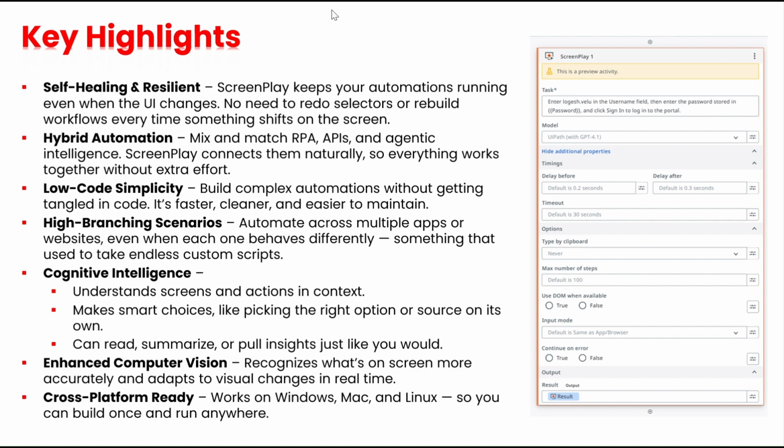High branching scenarios, great for automating across many apps or sites where each behaves a little differently. Cognitive intelligence: it understands screens and context, makes smart choices like picking the right option on its own, and can read or summarize info when you need it. Enhanced computer vision: better recognition of what's on screen, and more stability when visuals change. And finally, cross-platform ready. Works on Windows, Mac, and Linux, so you can build once and run anywhere.